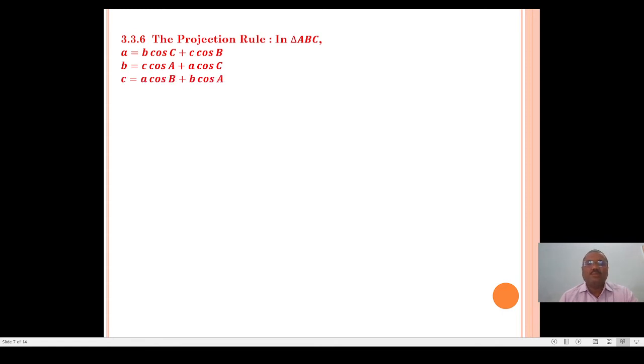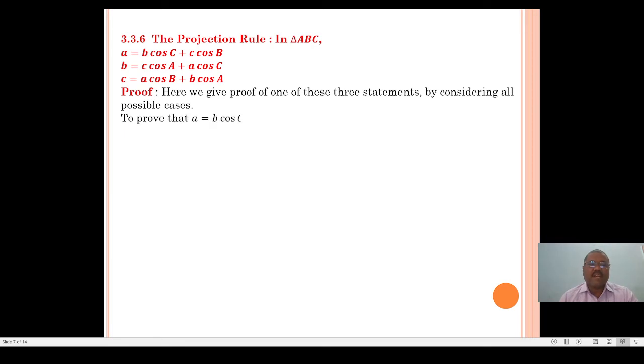Now next, the projection rule. In triangle ABC, a equals b cos C plus c cos B, b equals c cos A plus a cos C, and c equals a cos B plus b cos A. So proof. Here we give proof of one of these three statements by considering all possible cases. So we consider all possible cases and we see proof of one statement.